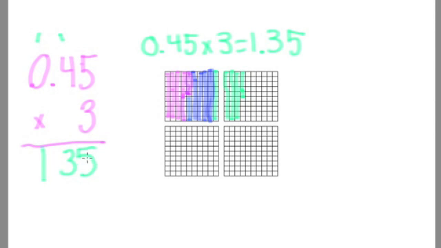So the way you figure out how many decimal places are in your answer is that you look in the problem. And I notice that there are 2 decimal places, 2 places behind the decimal point. So in my answer, there needs to be 2 decimal places. So I put my decimal point right there. And my answer is 1 and 35 hundredths, which is the same as over here.